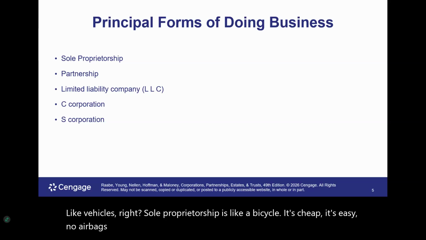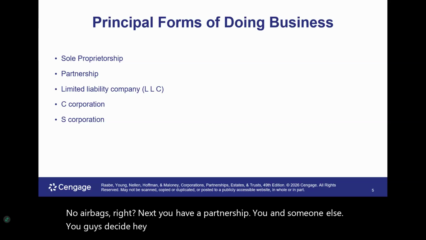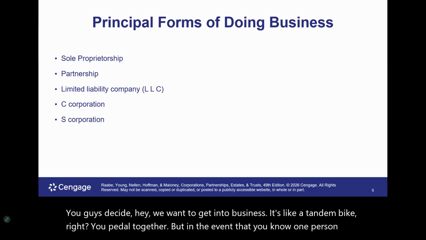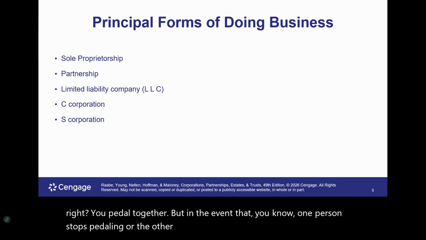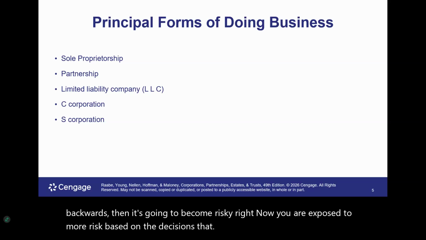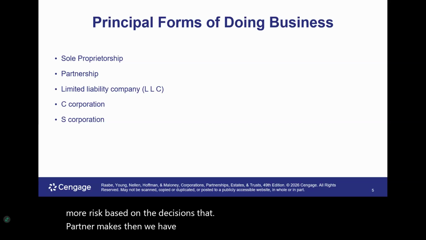Next, you have a partnership. You and someone else decide, hey, we want to get into business. It's like a tandem bike, right? You pedal together, but in the event that one person stops pedaling, or the other one tries to pedal backwards, then it's going to become risky, right? Now you are exposed to more risk based on the decisions that your partner makes. Then we have an LLC. Think of it like an SUV, right? There's balance, protection, you have flexibility.